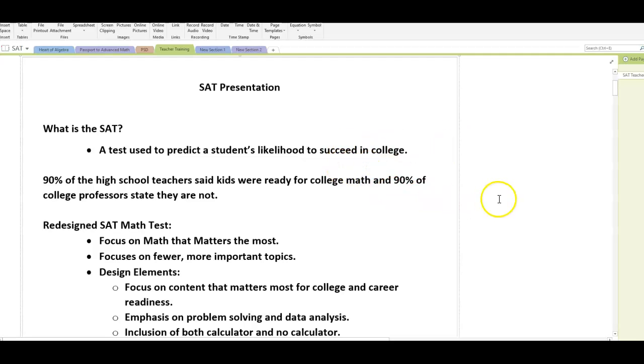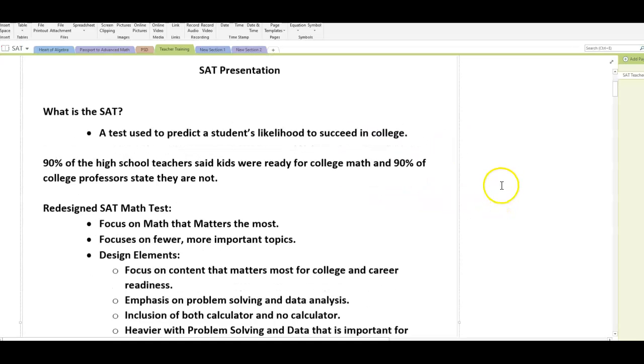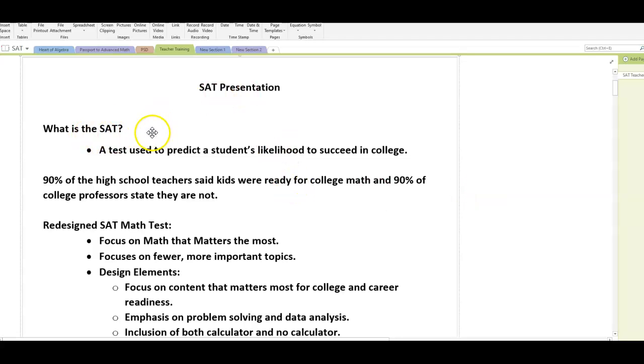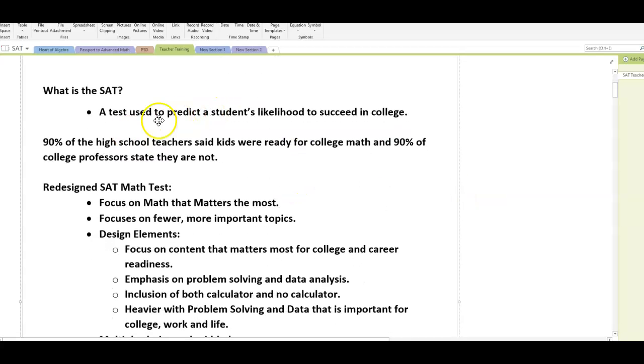So when I created the teacher training presentation, I basically broke down how the test was created, what College Board used to create the exam. And it was pretty interesting as a math teacher to hear they focus on the concepts that are extremely important for all students to succeed in a college level math course. And I thought that was really interesting.